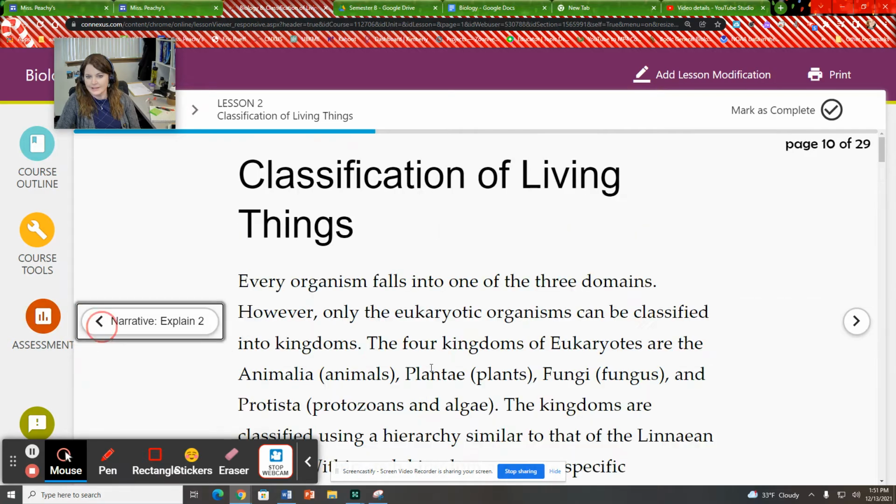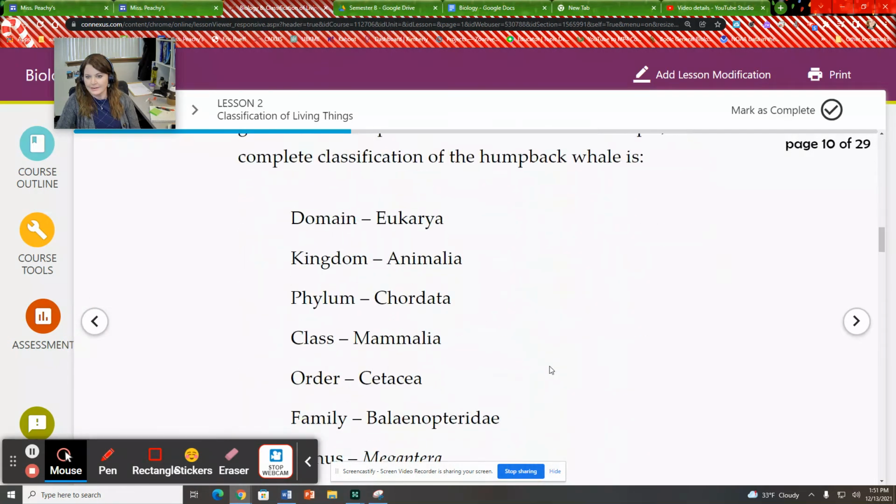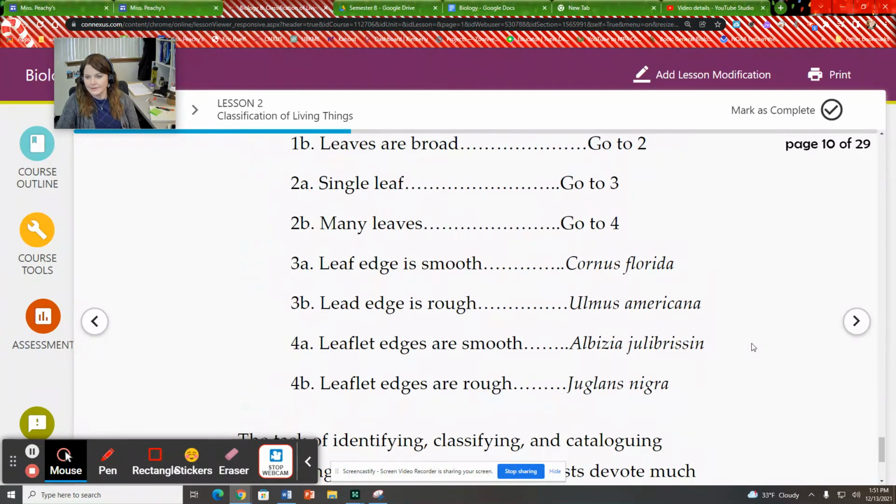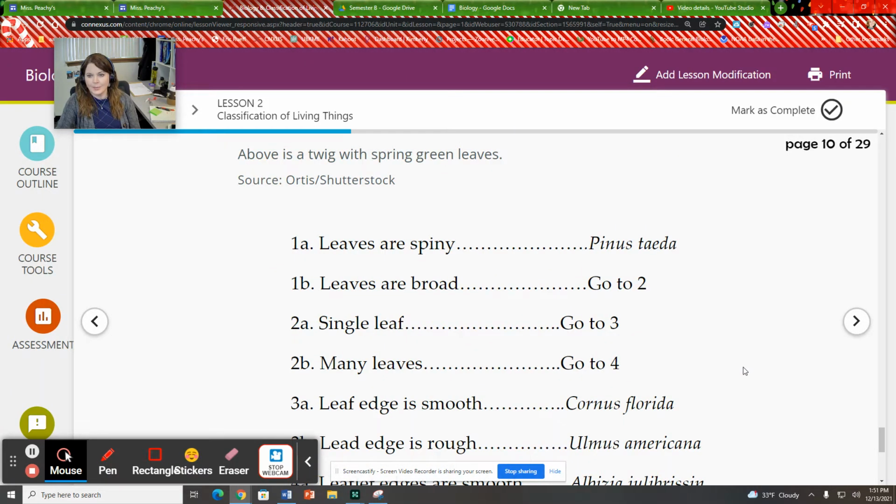It's this slide. Down here. So step one, leaves are spiny. If the leaves are spiny, we know that our category is Pinus tata. Are the leaves broad? If the leaves are broad, we go to step two. In step two, it says, does it have a single leaf? If so, go to step three. Or does it have many leaves? If so, go to step four.